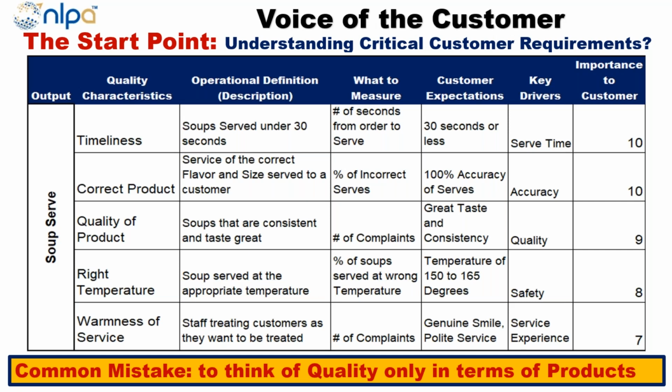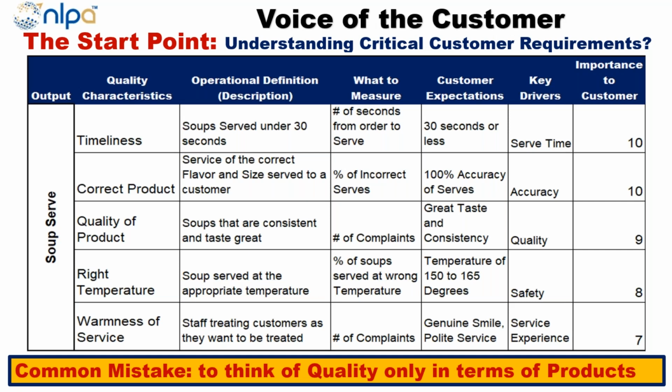So in this particular supply chain, relative to the customer requirements, we detected 5 critical requirements: timeliness, assuring that the correct product was served, the quality of the product itself, the right temperature, and the warmness of service. And it's very important to understand the customer requirements in terms of those critical requirements by order of importance. So even though these were the 5 most critical requirements, they weren't all equal.